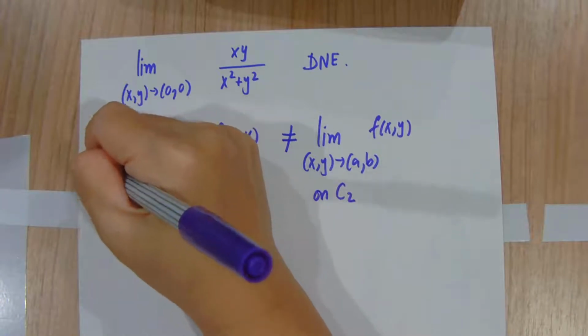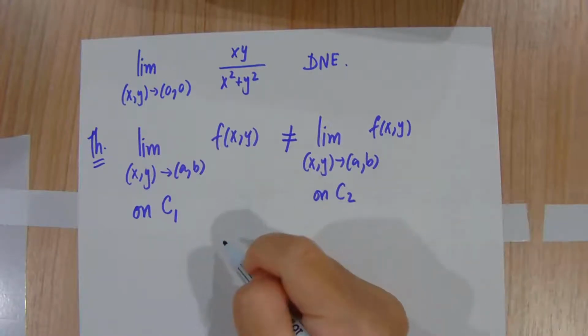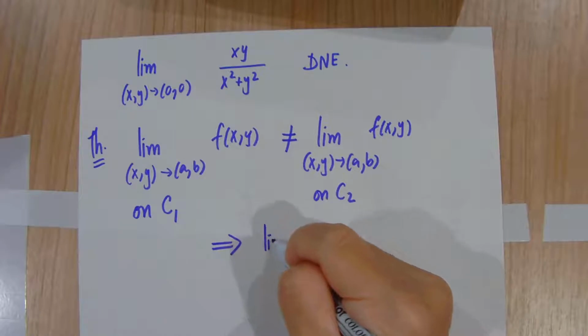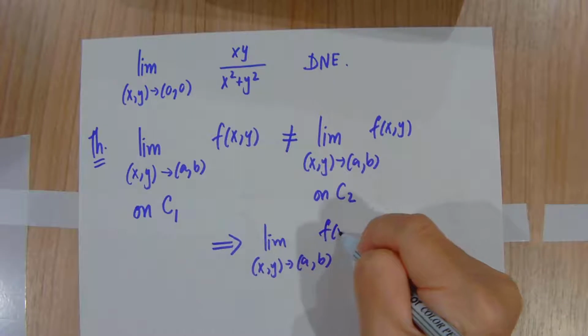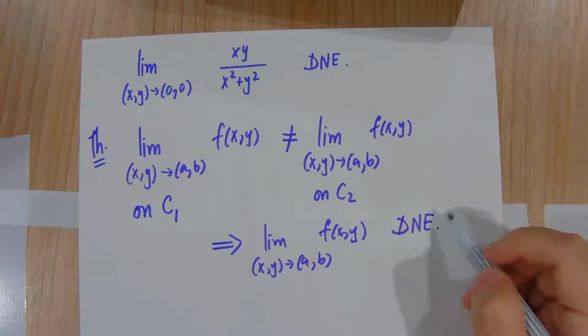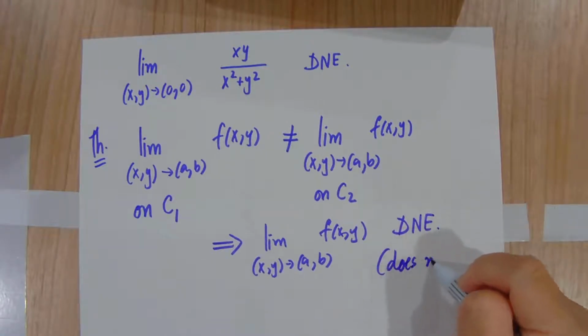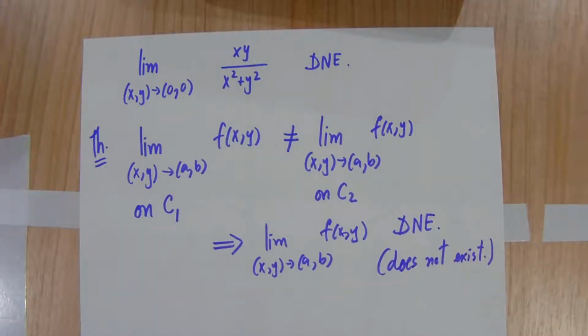Okay, we also have the first technique or the theory states that if we can find the limit on the curve C1 and the curve C2, and they are different values, so we can conclude that the limit of these functions as the point approaches (a, b) does not exist. Okay. So let's see. We have to find the curve C1 and the curve C2.